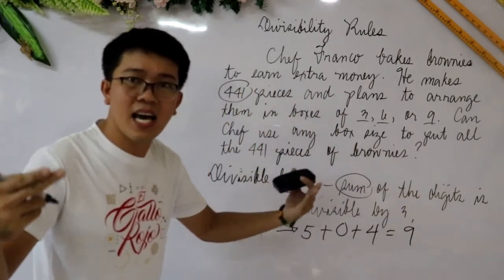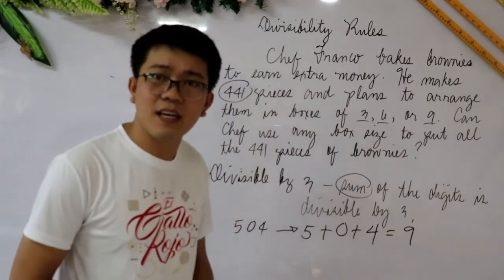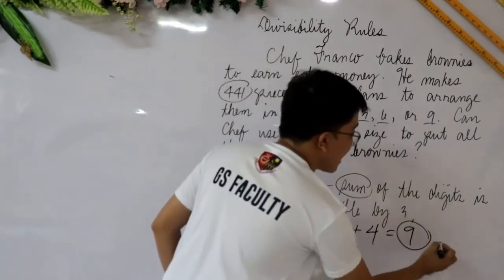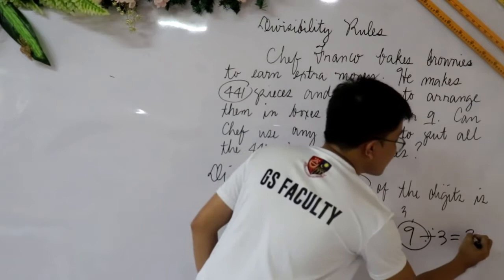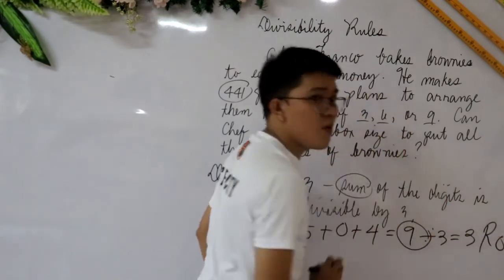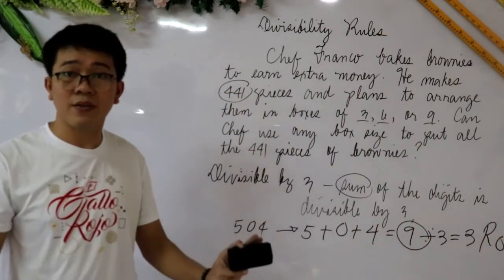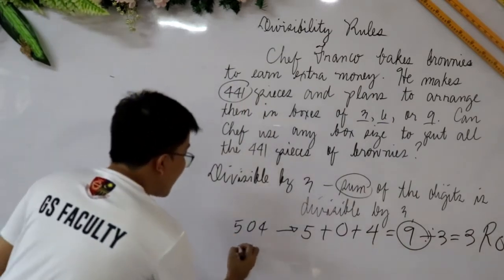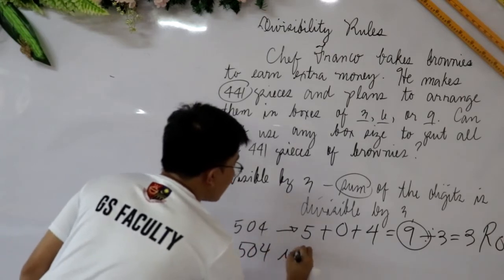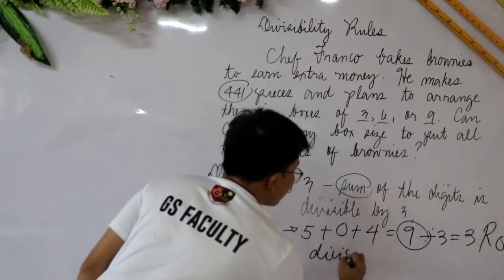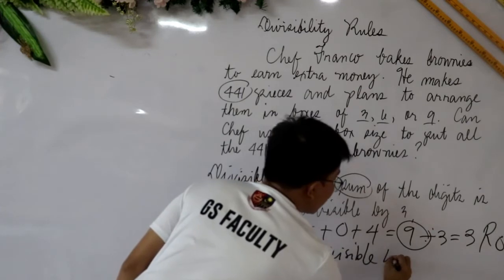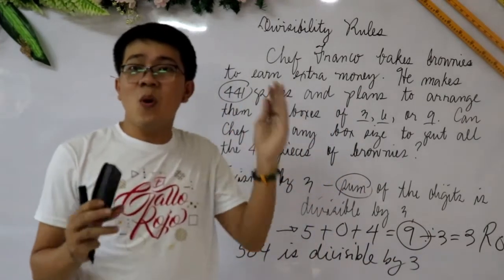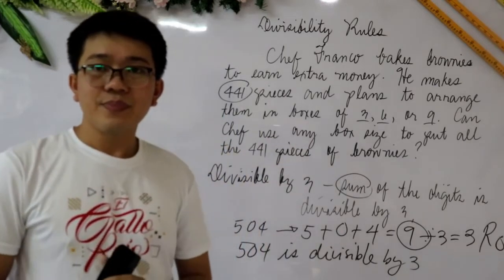Now, let's try to decide. Is 9 divisible by 3? Absolutely, it is divisible by 3, because 9 divided by 3 is 3 without remainder. There is no remainder. Therefore, we can say now that 504 is divisible by 3. Look at that. It shortens our computation.